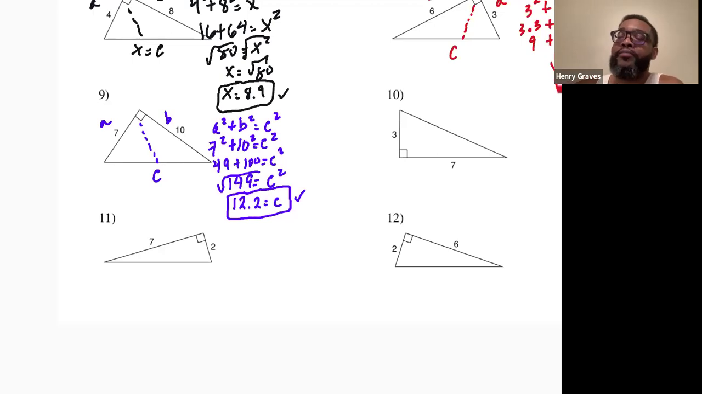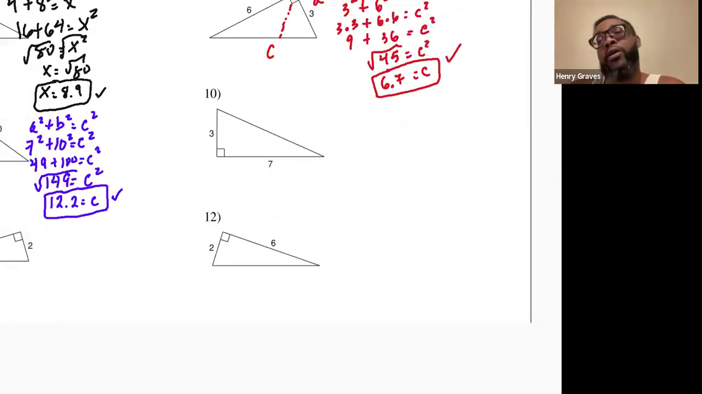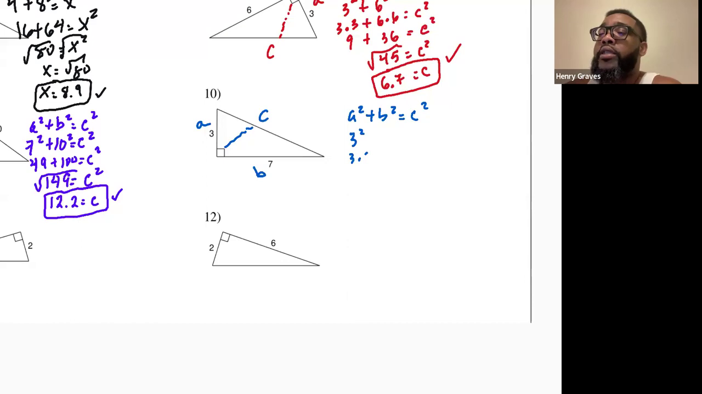All right, on to number 10. Again, directly across from that 90-degree angle is my C. So between 3 and 7, this is my A and this is my B. I go by size. So again, formula a squared plus b squared equals c squared. And here, a is going to be 3 squared, which is going to be 3 times 3, which is 9. And 7 squared is going to be 7 times 7, which is 49.